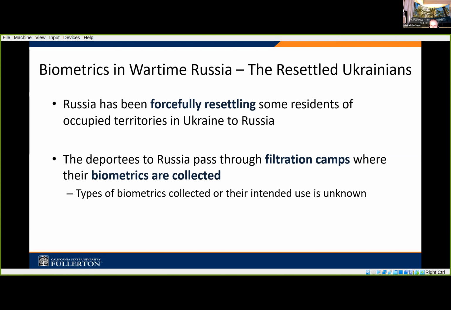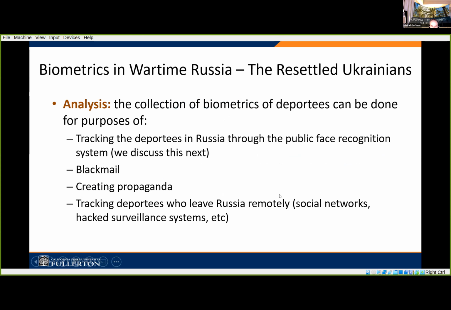However, this is very concerning, as those biometrics can potentially be used, for example, if they collect faces, to track the deportees as they travel around Russia. We'll talk more about how that could be done. It could also be used to blackmail those deportees by saying, for example, if you speak out against Ukraine, just know we're tracking you. We have your biometrics. We can easily find you. Or potentially use their biometrics to create things like deepfakes or other slanderous material. Faces can also be used to create propaganda as a means of helping to bolster the war sentiment, or to send messages to the Ukrainian side.